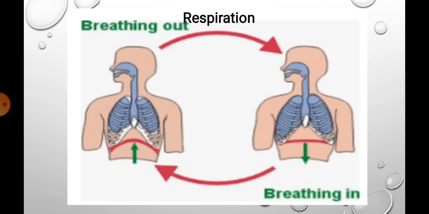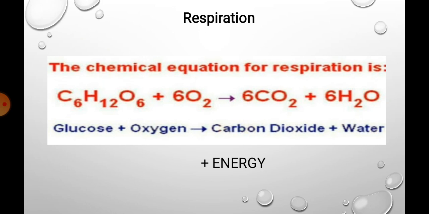All living beings take in oxygen from the air through their lungs. Breathing is just the exchange of gases. Now look at the chemical equation for respiration, that is C6H12O6 plus 6O2 gives us 6CO2 plus 6H2O, which means when glucose is combined with oxygen, it gives us carbon dioxide plus water plus energy.